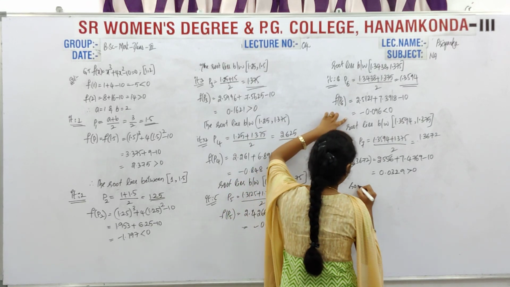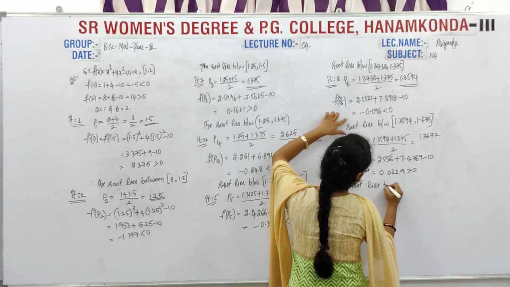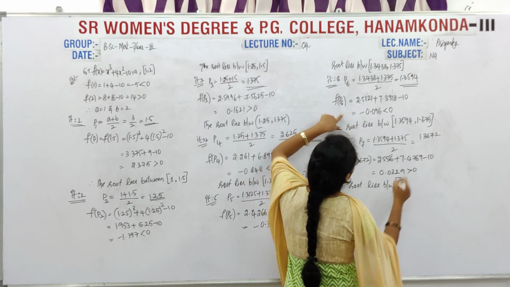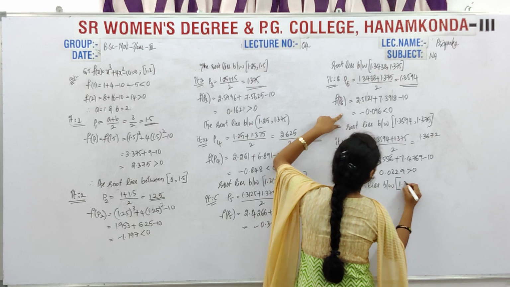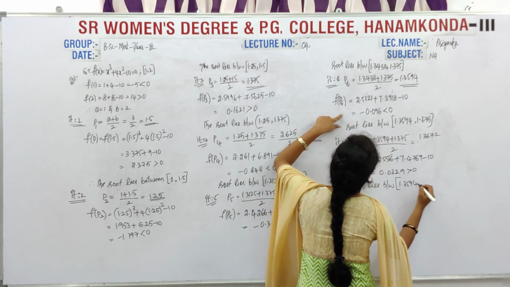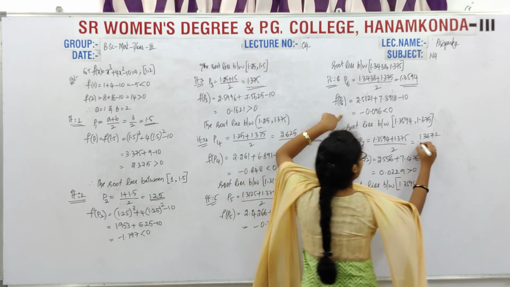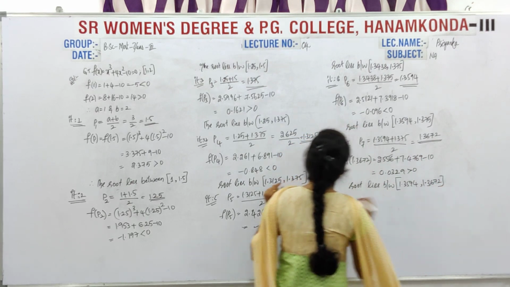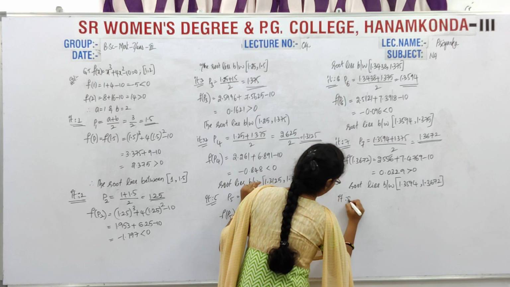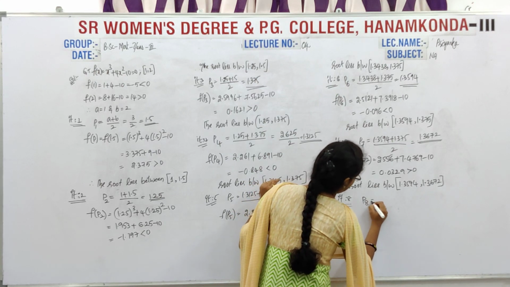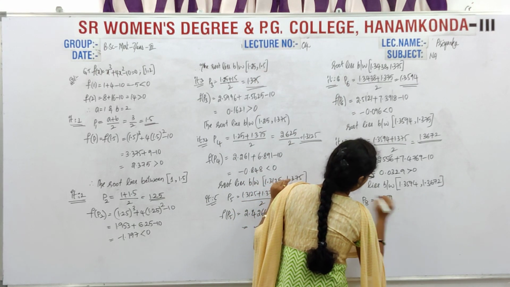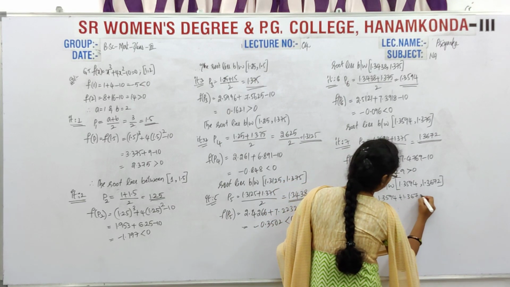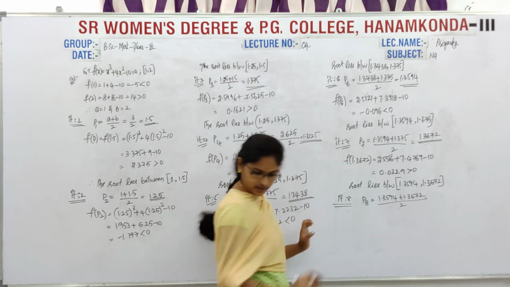Therefore, what do we have to write now? The root lies between... the previous one is as it is. That means 1.3594 is the same, but here we have to change this one to 1.3672. Again we go for the next iteration, number 8. Now P8 is equal to 1.3594 plus 1.3672, whole divided by 2.